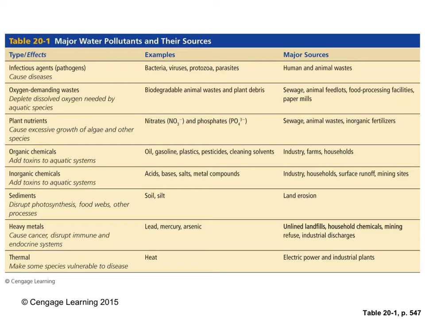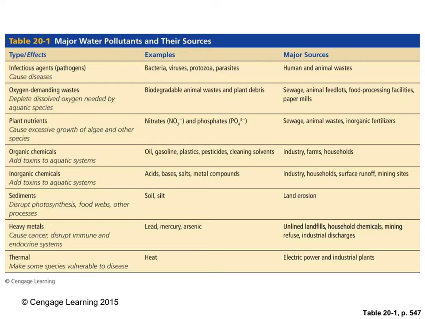Oxygen-demanding waste, in other words, those are wastes where aerobic bacteria need to decompose it, are things like animal waste, plant debris. This may be from sewage. It's well known in the Mediterranean region. Lots of those nations put the raw sewage right into the Mediterranean Sea, and then we get lots of bacteria that needs to eat that. That's aerobic, and then what happens is we don't have much oxygen, so plants and animals die. Animal feedlots, food processing facilities, paper mills.